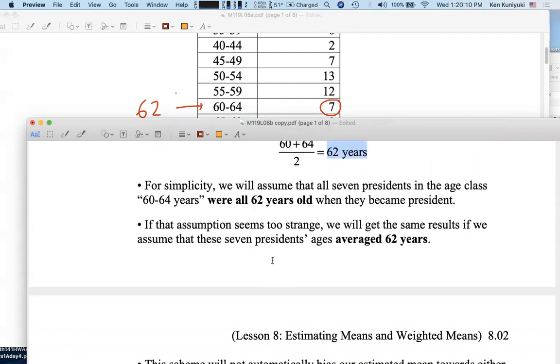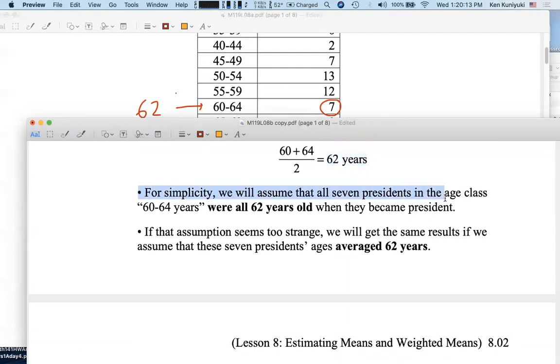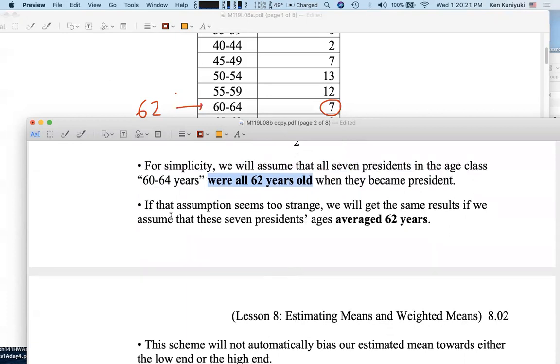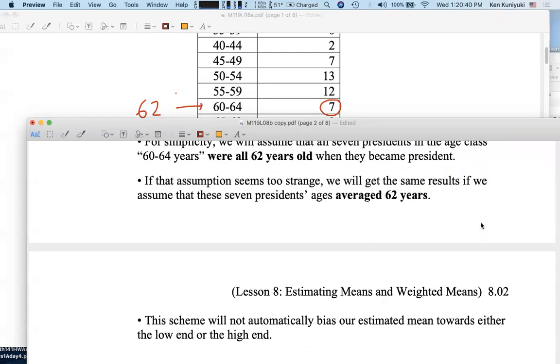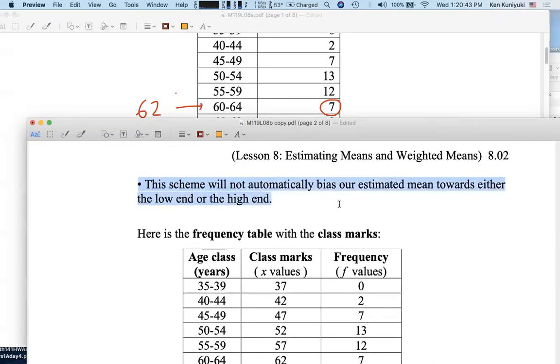For simplicity, we're going to assume that all 7 presidents' ages in this class were all 62 years old. All 62 years old. Now again, if this assumption seems too strange to you, we'll get the same results for the estimated sum and average if we assume that the 7 presidents' ages averaged 62 years. Again, that's likely to be more believable to you. And the benefit of using 62 years as opposed to 60 or 64 years is that this scheme will not automatically bias our estimated mean towards either the low end or the high end. We're aiming for an unbiased estimate.